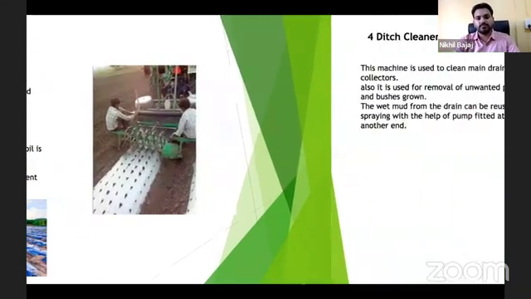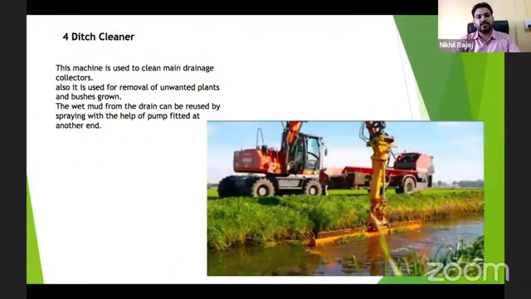The ditch cleaner machine is very necessary to remove the excessive weeds which are laid in the collector drains or the irrigation pipes so that the water is drained easily, and other weeds or unwanted plants which are not necessary can be removed. The other end of this ditch cleaner is fitted with a pump so that the muddy water which is left in the drain can be sprayed onto the field and reused for irrigation.